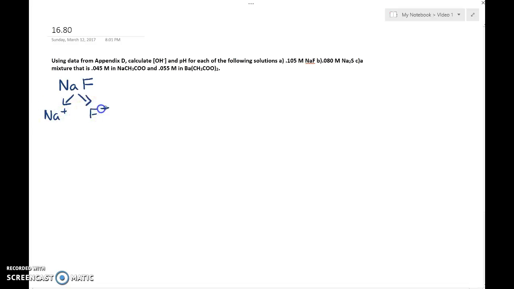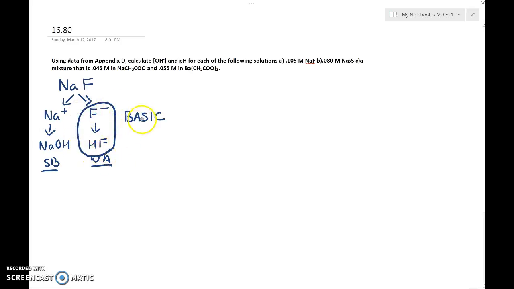Figured out how to go in full screen and write a little bit thicker. NaOH, HF, strong base, weak acid. This is going to be a basic solution, because strong base, weak acid. Now we know that when we are looking at a salt solution like this, we focus on the weak side, so I'm focused here. But my solution is basic, so between F minus and HF, I have to focus on the base, which is F minus.